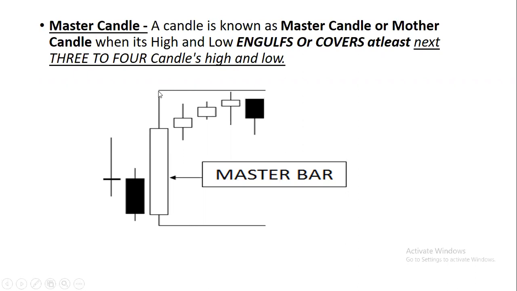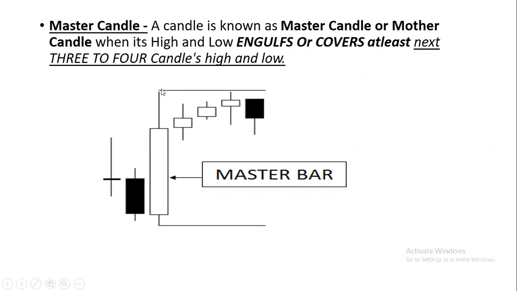Now let's talk about target. What can be the target? For target, we need to calculate entire candle range. How to calculate range of any candle? High minus low. Master candle high minus master candle low will give you master candle range. Now let's assume 100 rupees is the high, 90 is the low. So 100 minus 90, the range will be 10 points in this case.